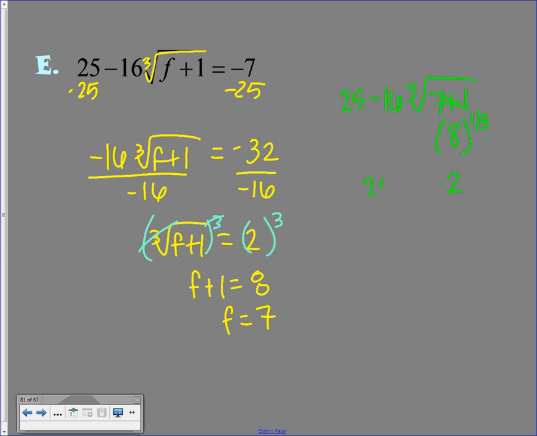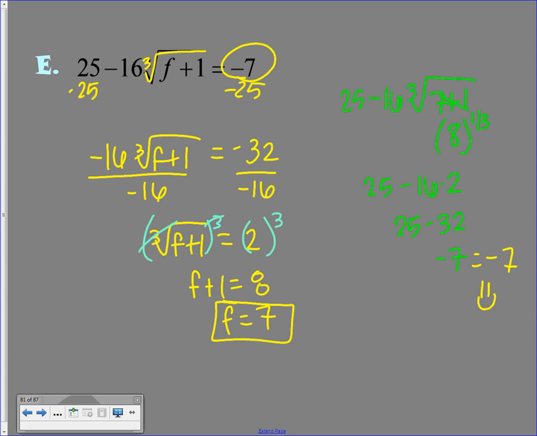Now I've got 25 minus 16 times 2. If you type that into your calculator, you're going to get 25 minus 32, which is -7. Okay, what I wanted to get out was -7, so they're equal, so this answer is not extraneous.